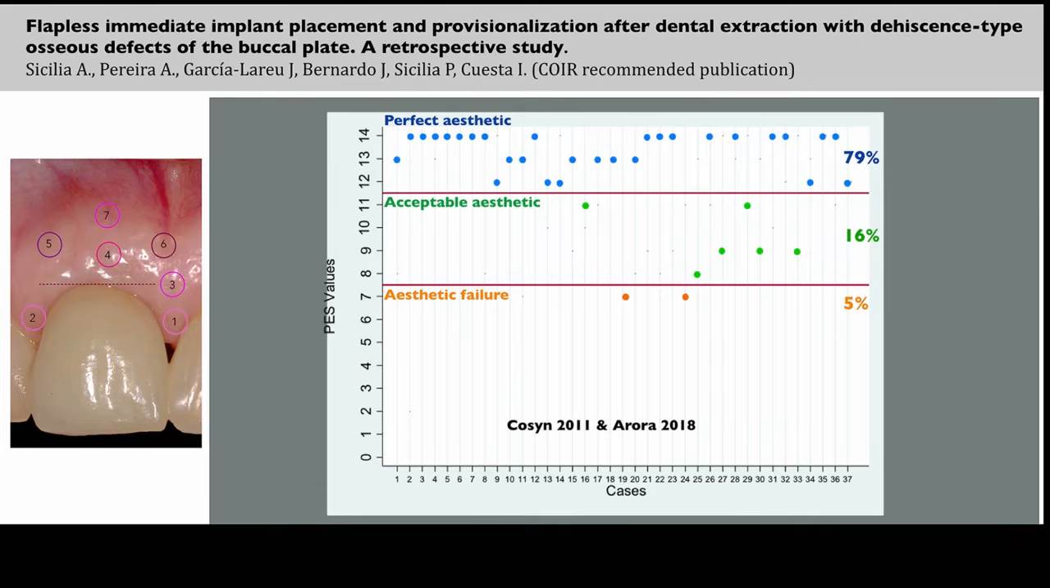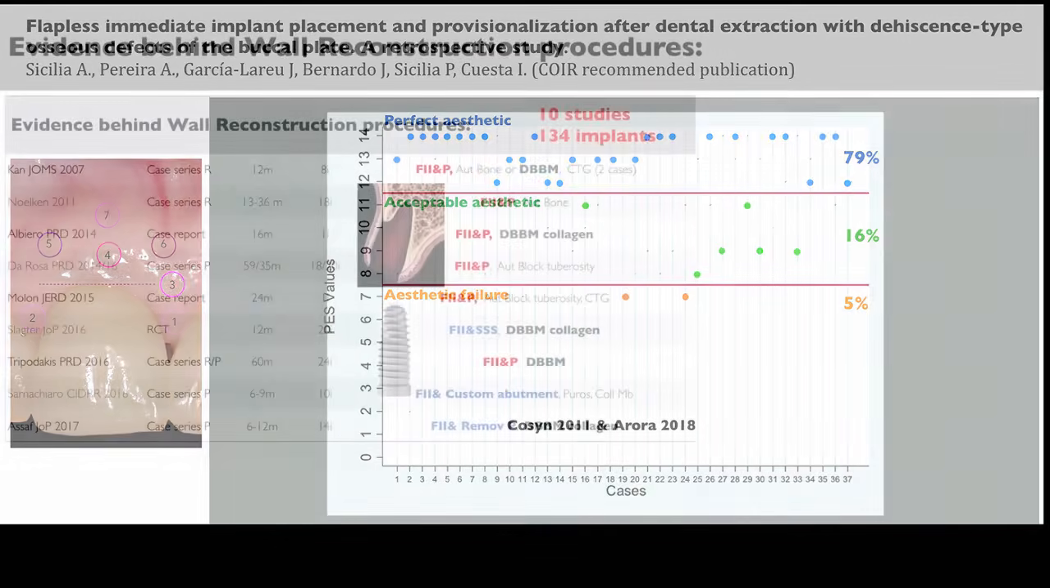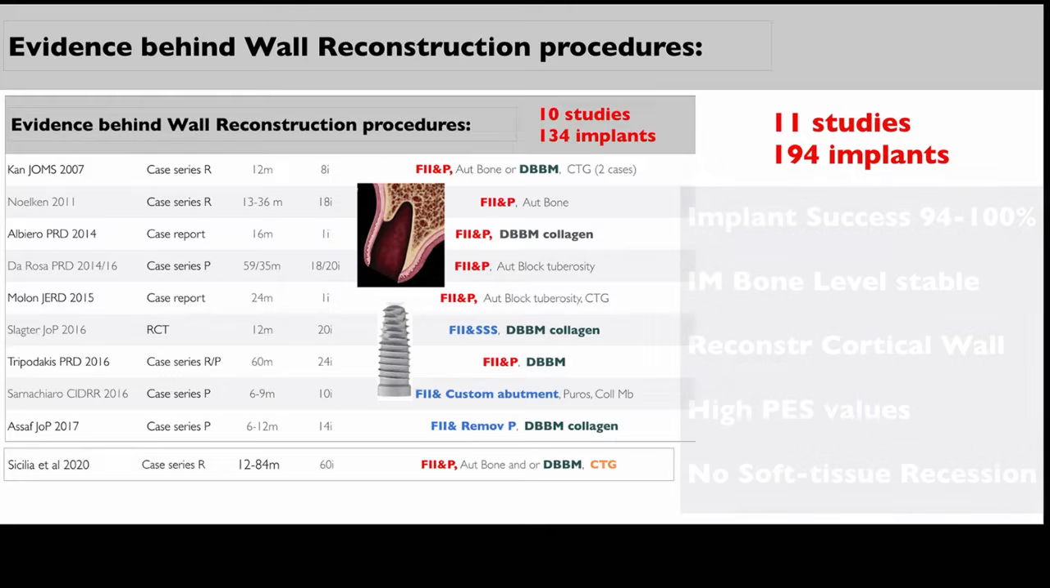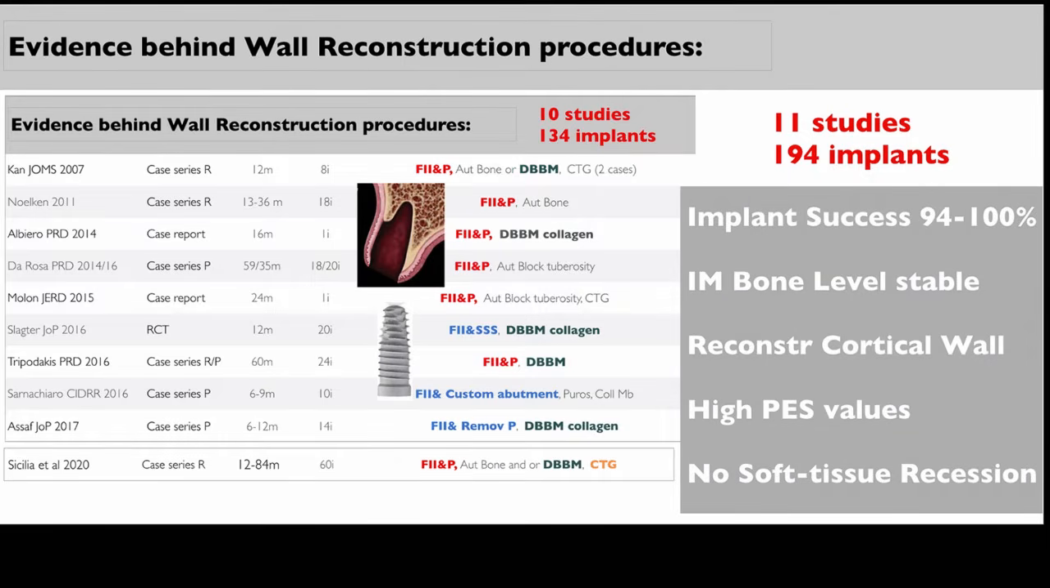We also have a subjective patient evaluation, with a 98% success rate, and almost 80% had no significant soft tissue recession. So this paper is going to be published. It's accepted for publication in Clinical Implant Research in 2020. And if we add this paper to the previous review papers, we have 11 studies and almost 200 implants, showing good success rates, soft tissue and hard tissue stability, and in some cases, bone reconstruction.